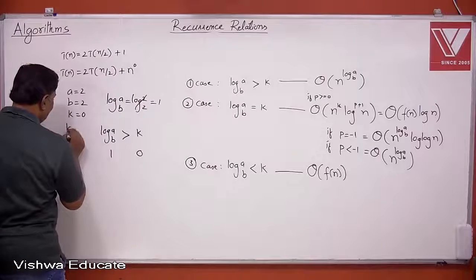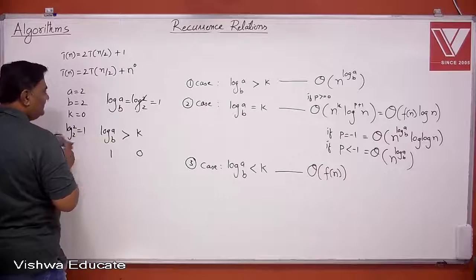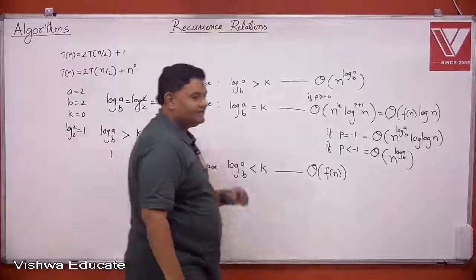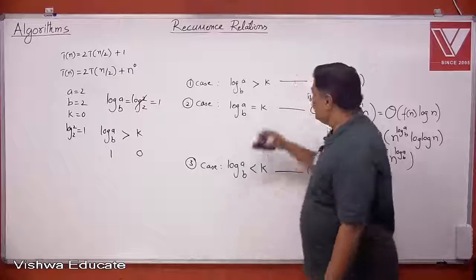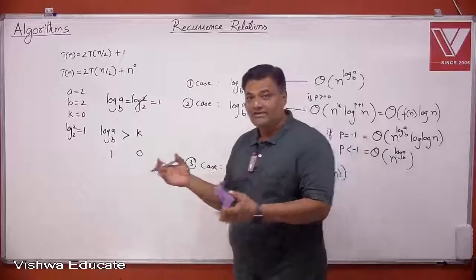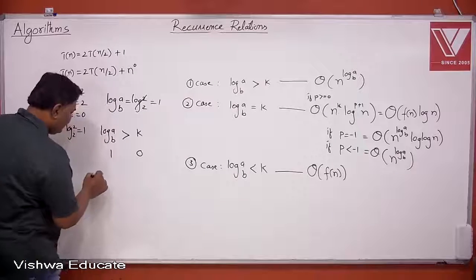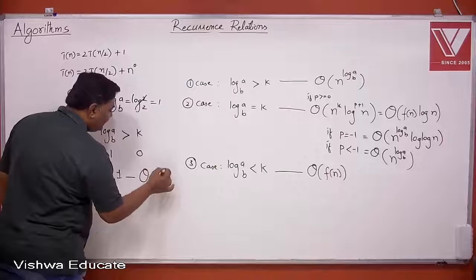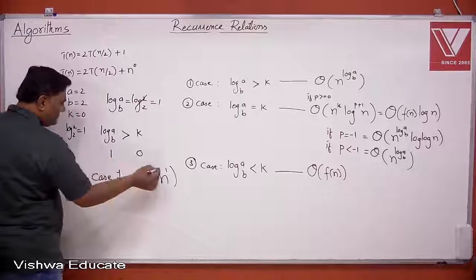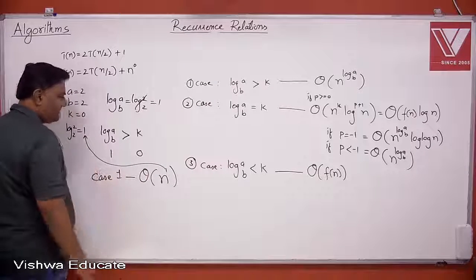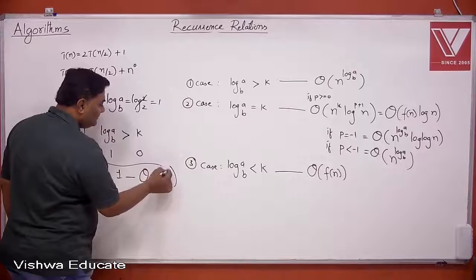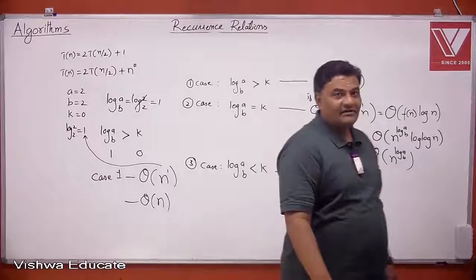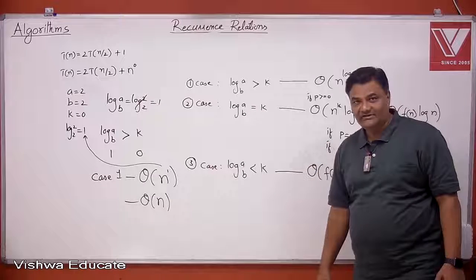So, let me write here. Log 2 base 2 is 1. Now, this is 1 and that is 0. So this is greater than this one. So it comes under which case? It comes under case 1. That is the first case. So the answer is n power log a base b. So the answer is theta of n power 1. What is 1? This is log a base b, right? This one, n power 1. So this is nothing but theta of n. Take that example. That is an example for case 1.